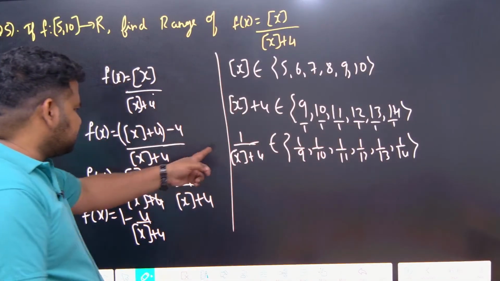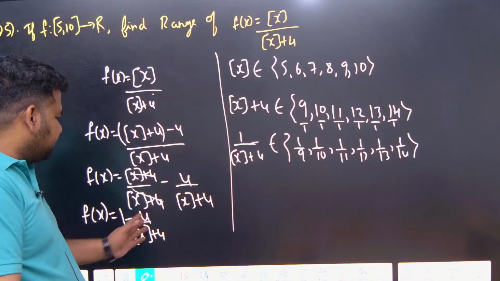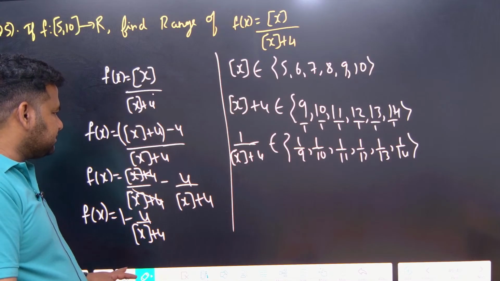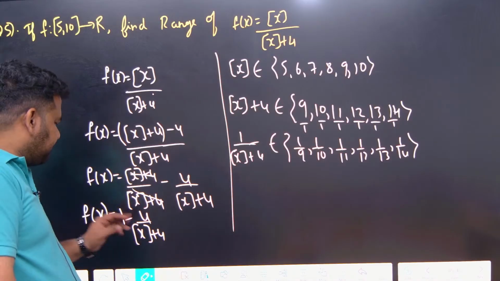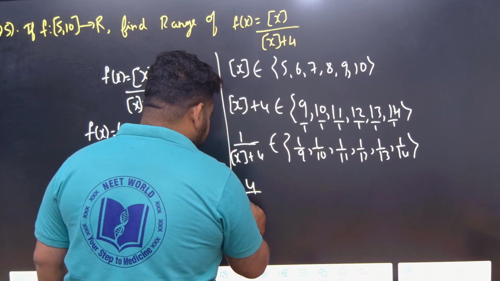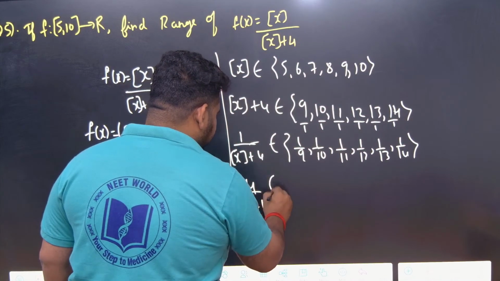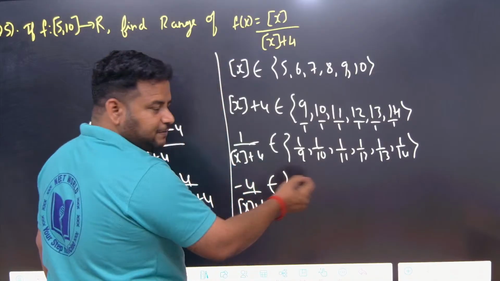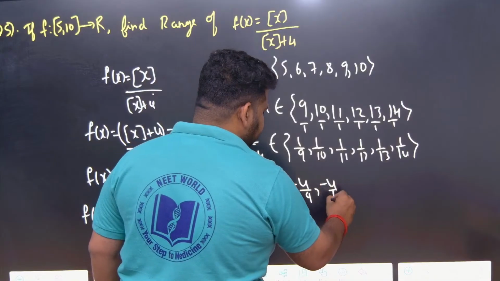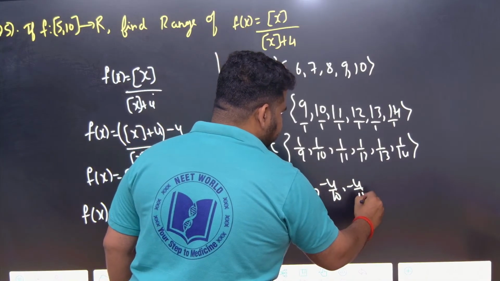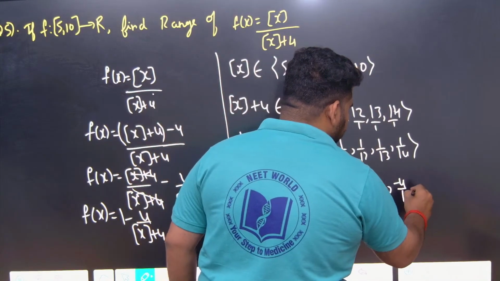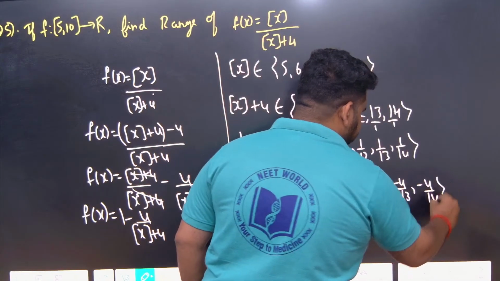Now, it is not just 1 by step of x plus 4, it is 4 by step of x plus 4, or you can say minus 4 by step of x plus 4. So what should I do? I should multiply throughout by minus 4. What will I have? Minus 4 by 9, minus 4 by 10. Don't cancel anything. Minus 4 by 11, minus 4 by 12, minus 4 by 13, minus 4 by 14. This is what I am having.